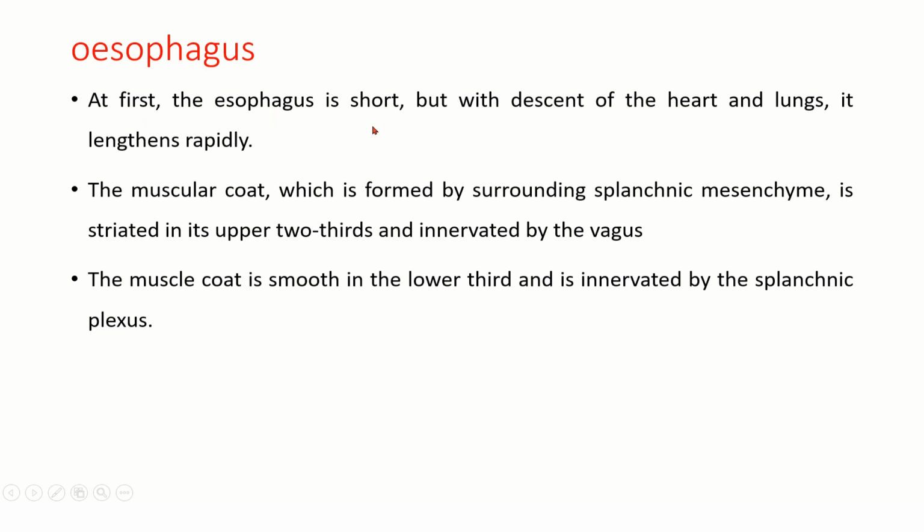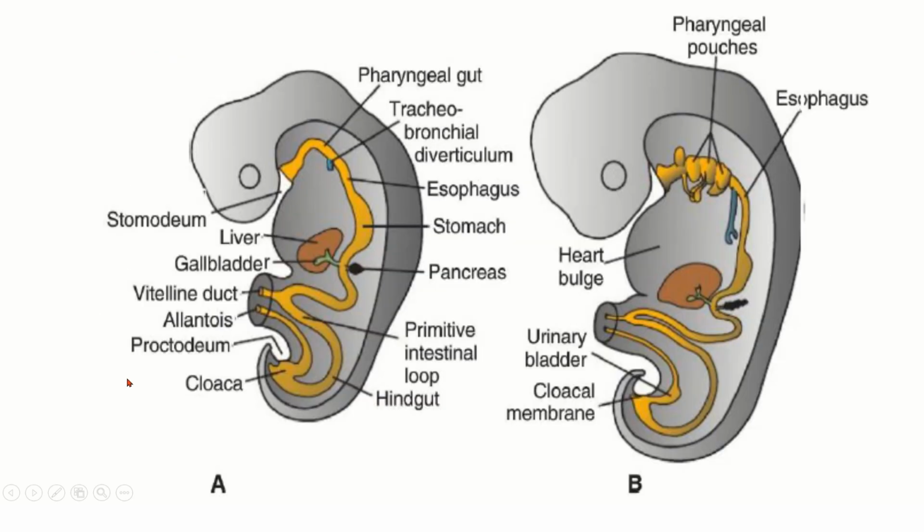At first the esophagus is short, but with descent of the heart and lungs, it lengthens rapidly. In the upper 2/3, the muscular part is supplied by the vagus nerve, and it is striated. In the lower 1/3, the muscular part is smooth, supplied by the splanchnic nerves.